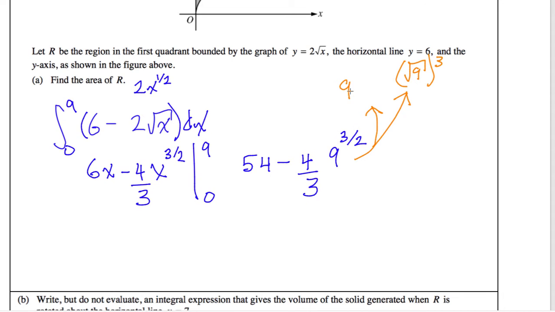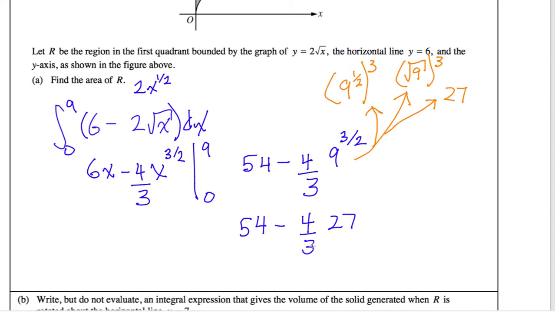This is also 9 to the power of 1/2 to the power of 3, because 3 times 1/2 is 3/2. So 9 to the 1/2 is 9 as a square root. Square root of 9 is 3. 3 to the power of 3 is 27. This thing evaluates to 27. All of these branches are equivalent. So it's 54 minus 4/3 of 27.